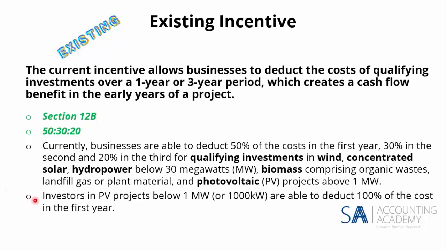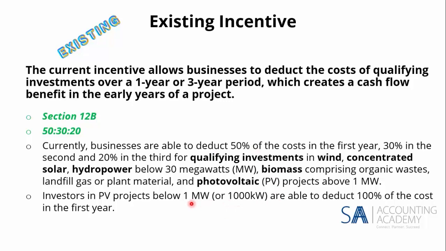Then, in addition to that, if you invest in PV projects below 1 megawatt, you are able to deduct the full 100% of the cost in the first year. So this is as it currently stands, right? It's the 50, 30, 20 over 3 years that you can deduct the full cost of your investment into those qualifying assets or investments in the projects.